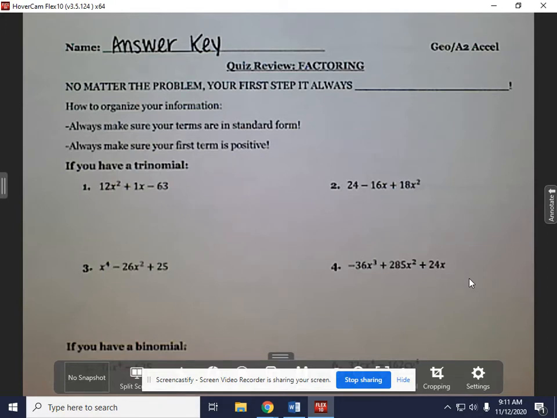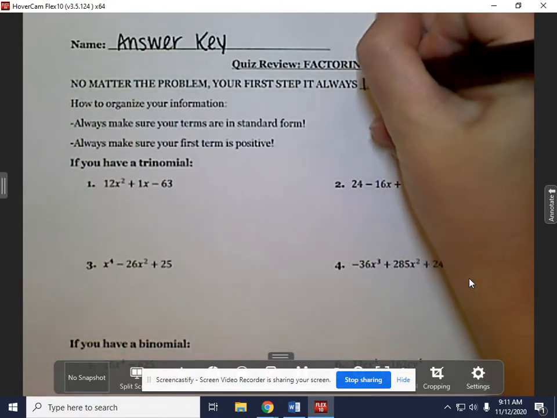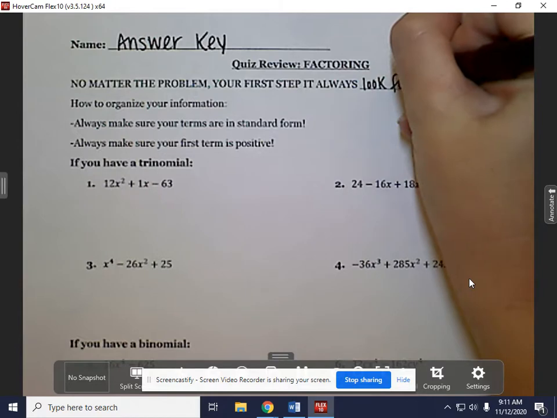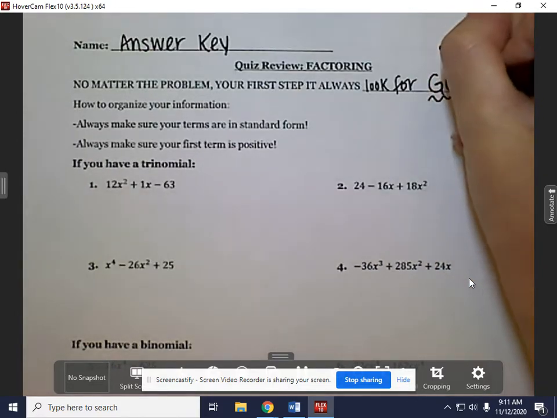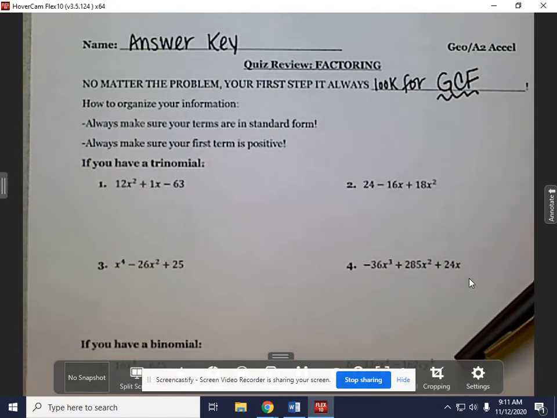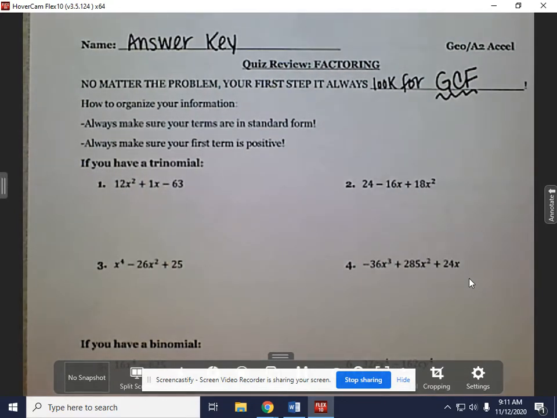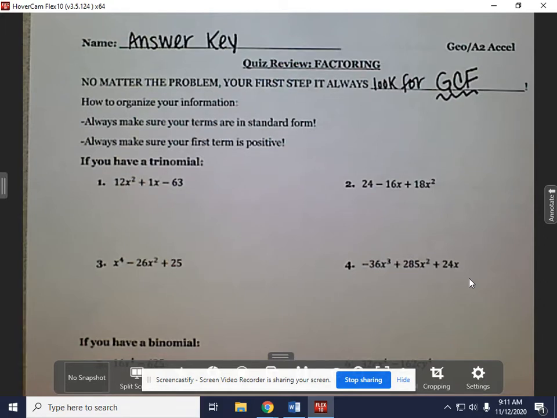No matter the problem, your first step is to always look for a GCF. That's always your first step. It kind of just randomly pops up. It's not going to happen all the time, but if it does happen, you want to see it. So please just do a quick scan when you're doing a problem and see, is there a GCF?